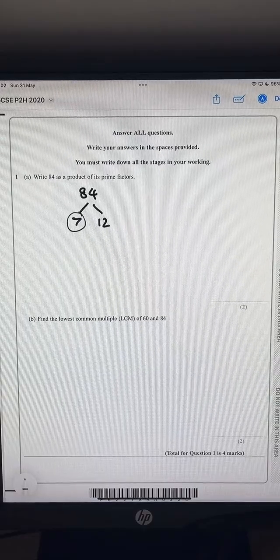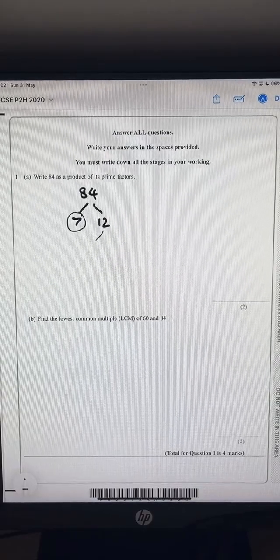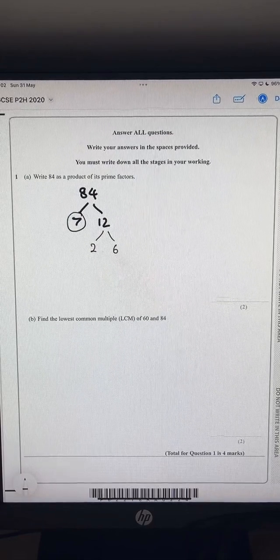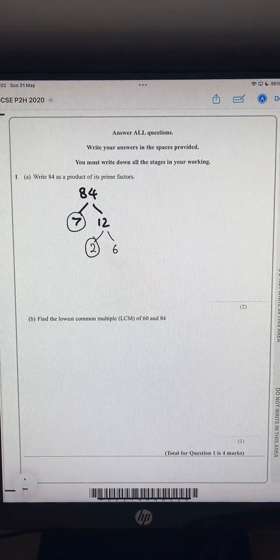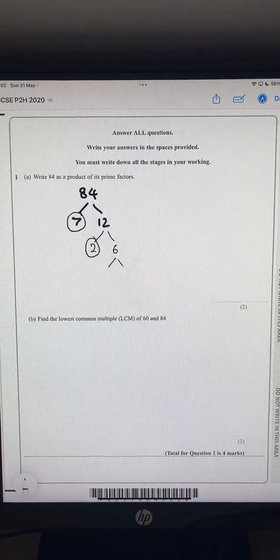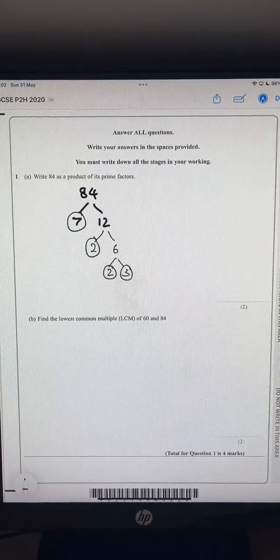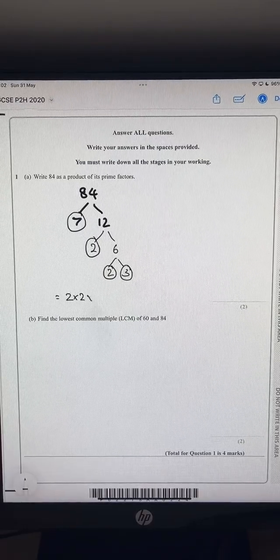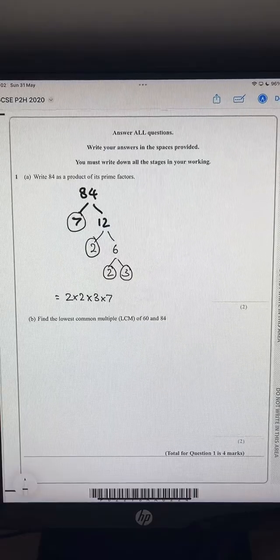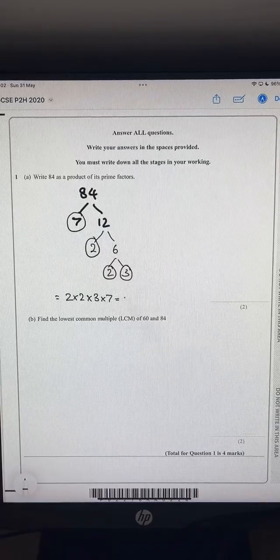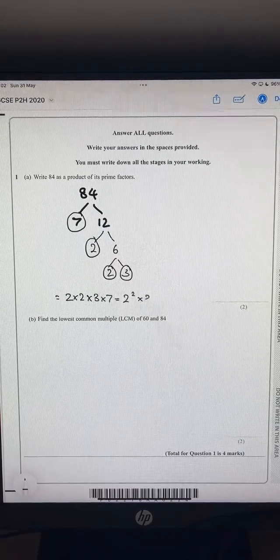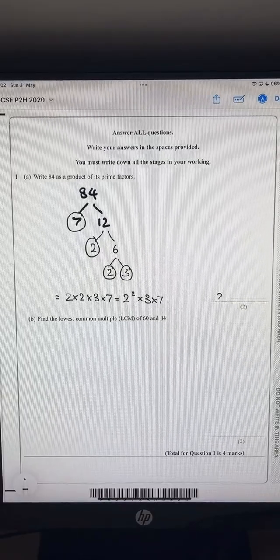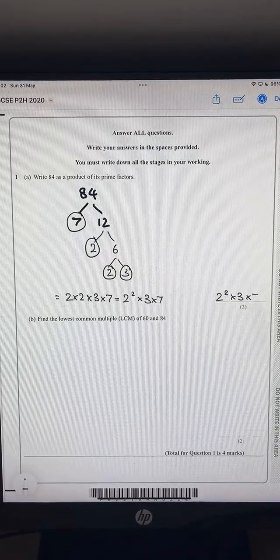Then 7 is a prime number, so I'm just going to circle that. Then I break up 12. 2 times 6 gives me 12, and I'll circle my primes. 2 is prime as well. Then I break up 6 into 2 times 3, and both of them are prime. So all I have to do is take my numbers that are prime and multiply them together. That's equal to 2 times 2 times 3 times 7. I'm allowed to rewrite that as 2 squared, because I have 2 lots of 2, times 3 times 7. And that is my answer.